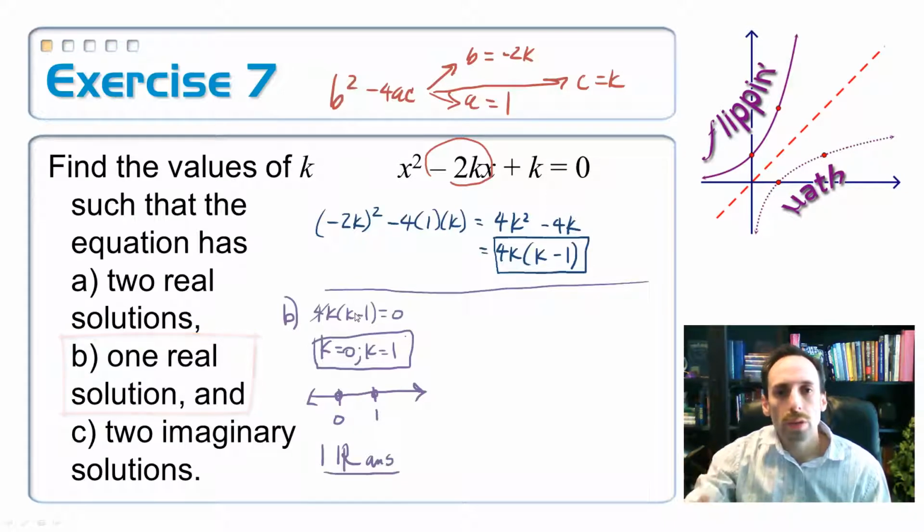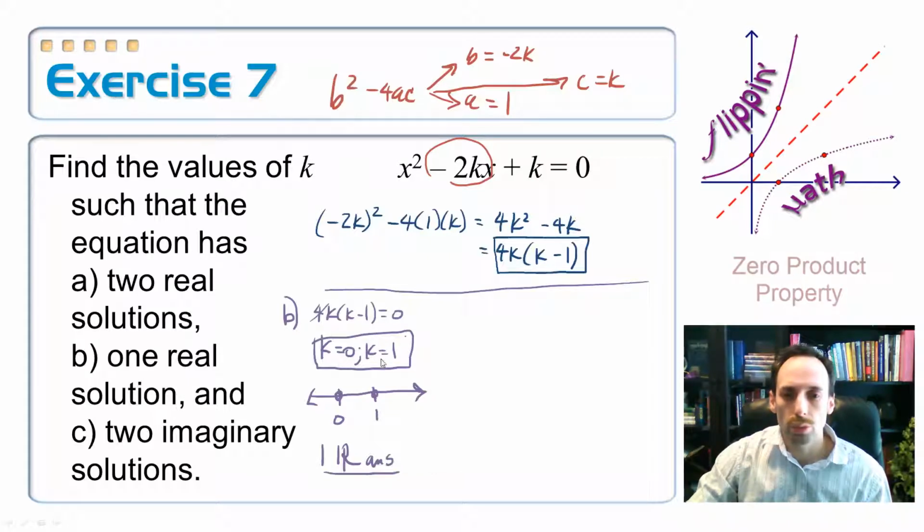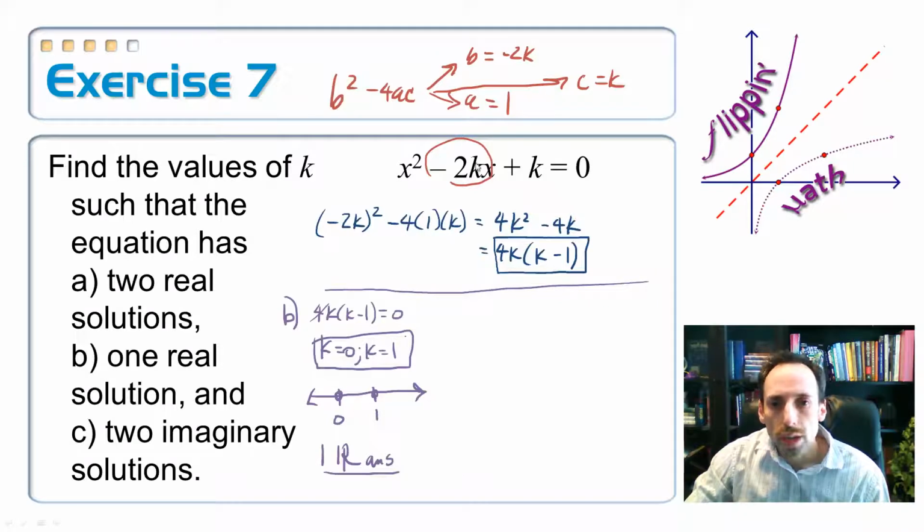So on B, this is the one that probably was not that big of a deal to you trying to solve this on your own. I set it equal to 0. That's what's supposed to give me one real solution. Since it's factored and equal to 0, this is basically the zero product property. I set each of those factors equal to 0, so I get k equals 0 and k equals 1. With these two answers, if I substitute either one of those into this equation, it's going to give me one real answer.